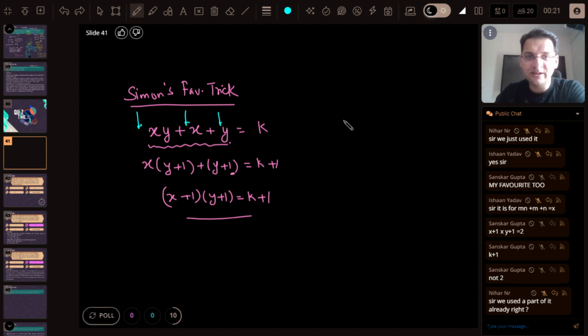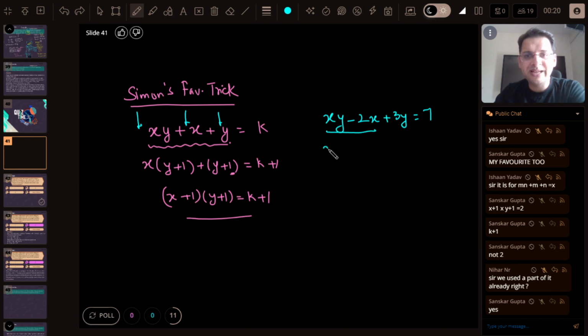So if we have xy minus 2x plus 3y is equal to 7, can we factorize this now? From the first two terms, x common, y minus 2, and 3 common. So we have y, we need y minus 2. In a way, you have added 6 on the left side, so add 6 to the right hand side also. So (x plus 3) into (y minus 2) is 13.